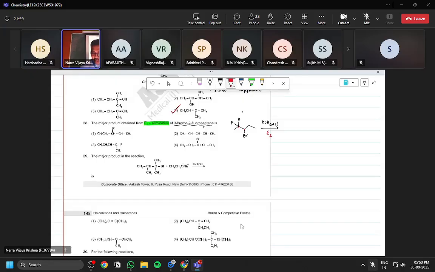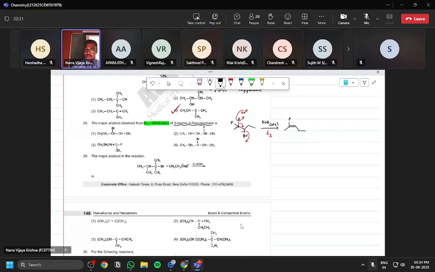Now the base pulls this H plus out. This bond will shift and this bond will leave. Is the anti-periplanar condition satisfied or not? Right? E2 elimination. So the product will be: here there is fluorine, a double bond, and an ethyl group. Correct?